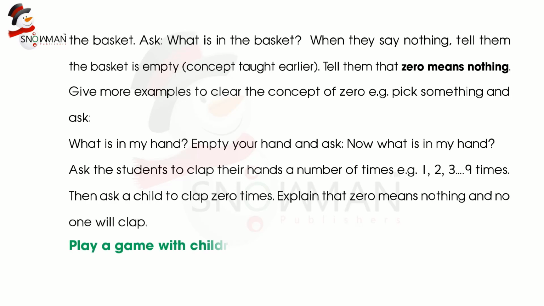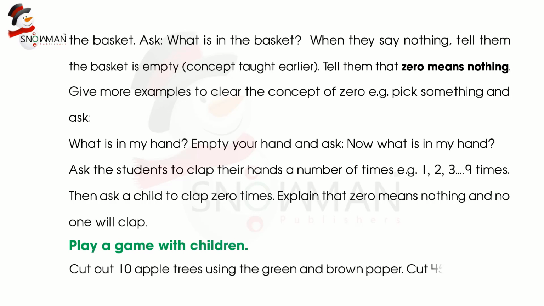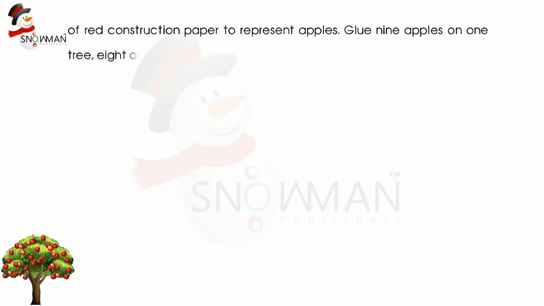Play a game with children. Cut out 10 apple trees using the green and brown paper. Cut 45 circles out of red construction paper to represent apples. Glue 9 apples on one tree, 8 on the other, and so on, leaving one tree with no apples.